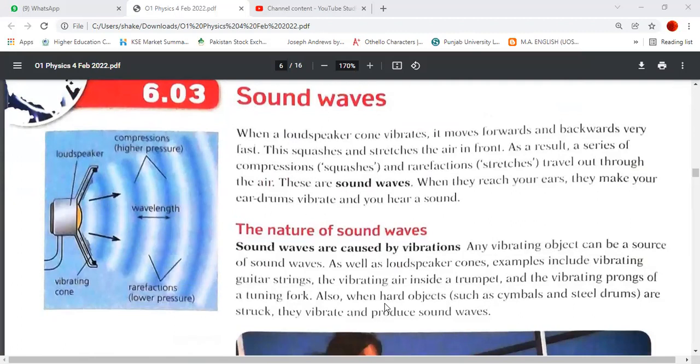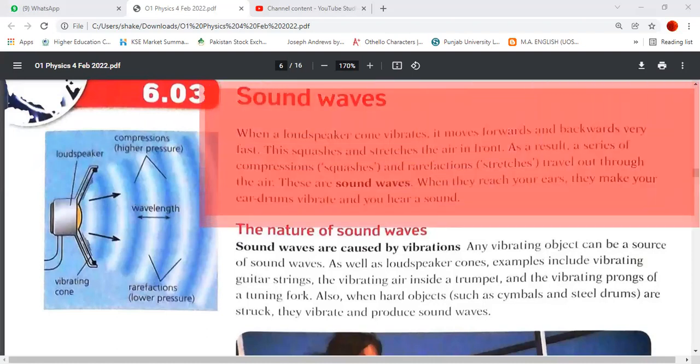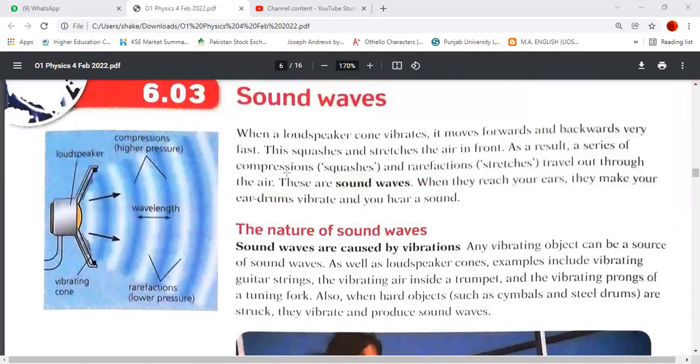Again, if I want to repeat this, what are the sound waves? Whenever you are creating any disturbance to any material on this earth, you feel a special sensation in your ears, and that sensation is called sound. So now let's look toward the reading.